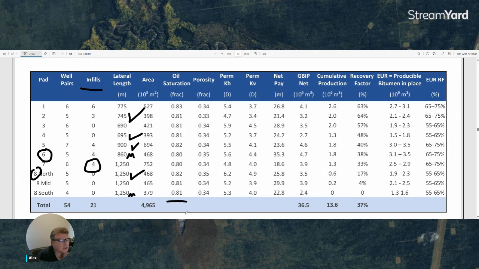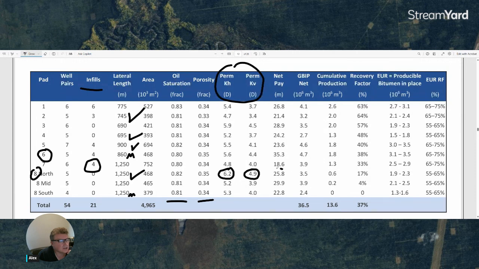About 81%. Porosity, pretty good, about 34%. Now we're looking at permeabilities. Do you see why they went to pad 8 versus staying closer to previous pads? Look at the permeability here, 6.2, and right here, 4.9. This is the highest, right? Do you see why they went there?